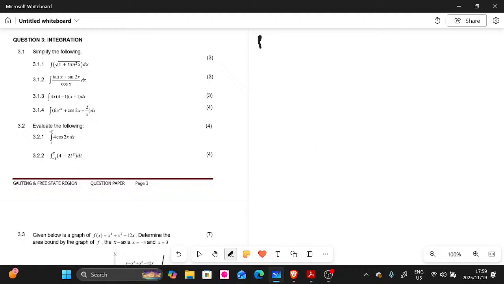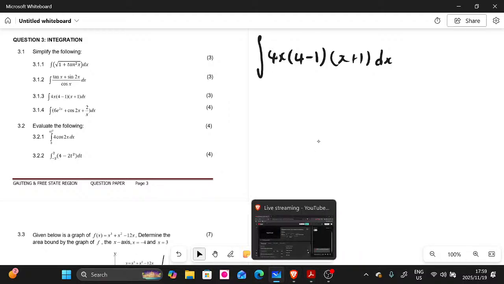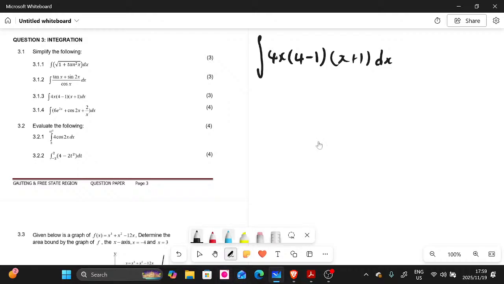Okay, let's look at 3.1.3. We have sigma there. We have 4x multiplied by 4 minus 1, and then x plus 1 multiplied by dx. Now here, people, the trick was not much of a trick. It needed you to pay attention to this question. 4 minus 1, those are numbers, you can subtract them. But people decide to do FOIL here because you have 2 brackets. It's fine as long as you know what you're doing, but there was no need for that.